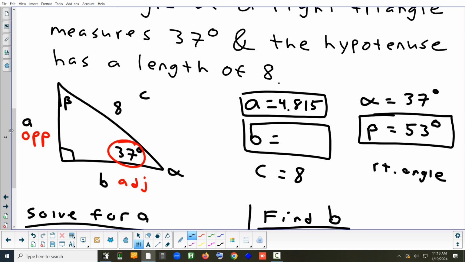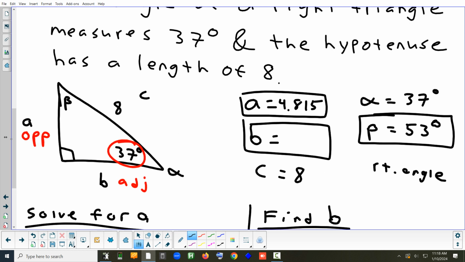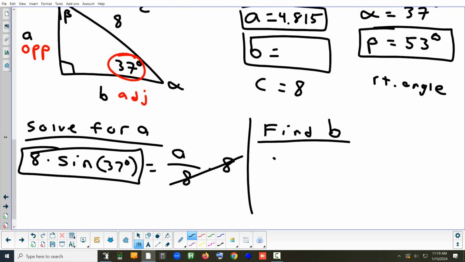We weren't given the side across from the 37, though. So we're trying to find the adjacent, and then I asked what side was given. Oh, the hypotenuse. Yeah, the hypotenuse. So we're trying to find the adjacent. We know the hypotenuse. Which trig function has adjacent and hypotenuse in it? Yep, cosine. So this time you need cosine.